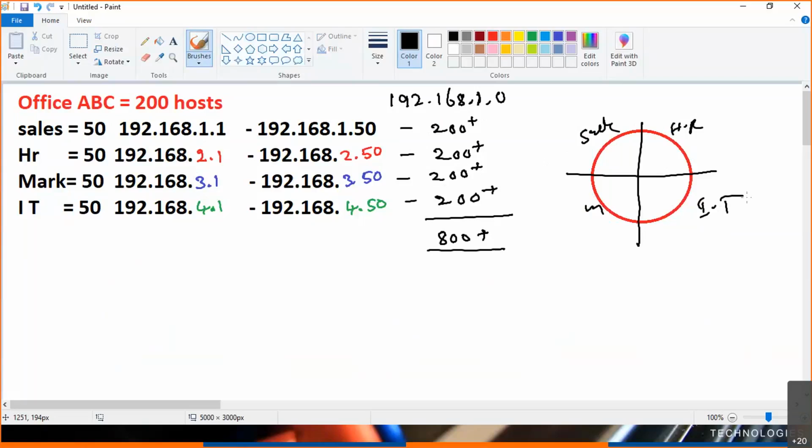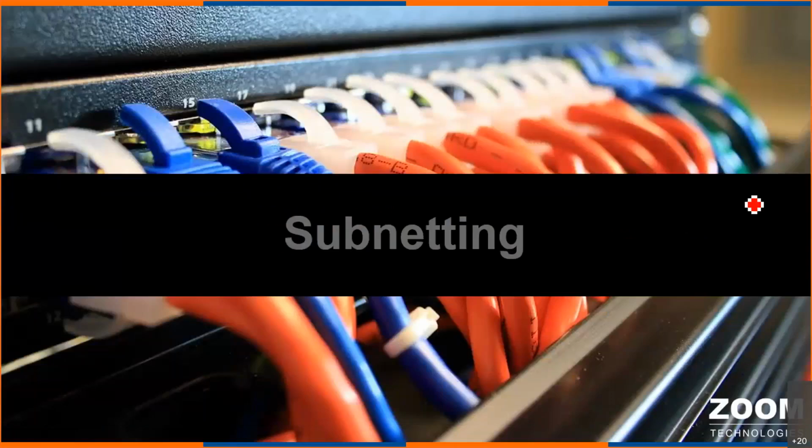So dividing from one parent network into multiple child networks, or one major network into smaller networks, creating multiple independent networks from a single network, this process we call what? Subnetting. Based on subnetting only, we can still survive with IPv4 addresses.